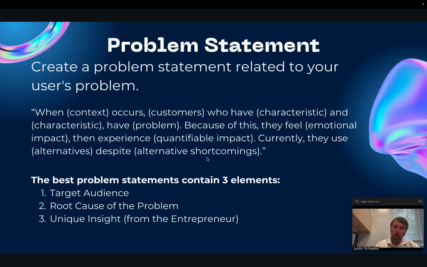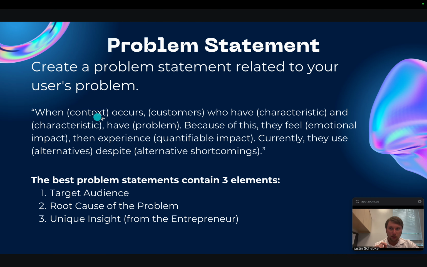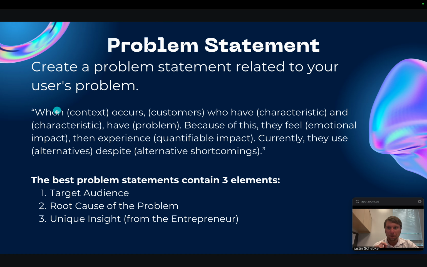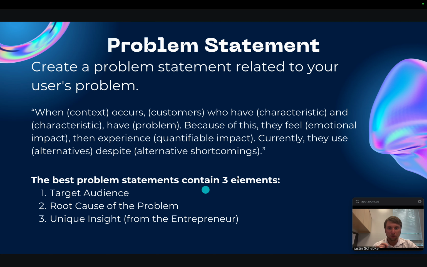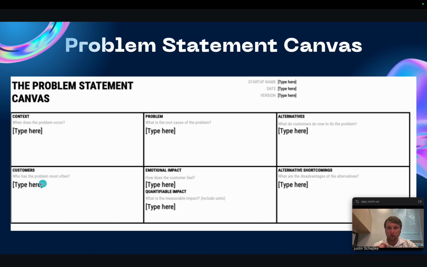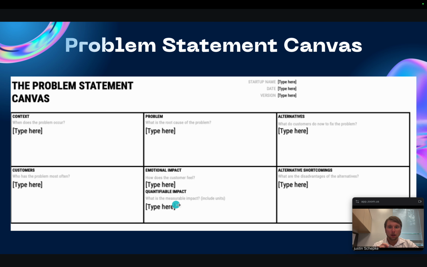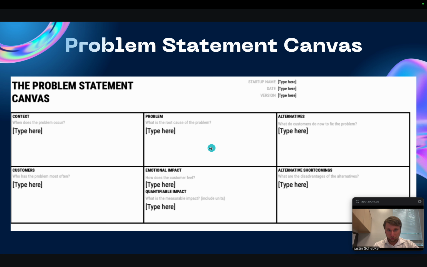Notice the context, and then when context occurs, that's right here: when does this problem occur? When the user does this. Customers, so who has the problem most often, and also the characteristic of the customer. Have problems, so right here is where you put the root cause. Then the emotional impact and quantifiable impact.